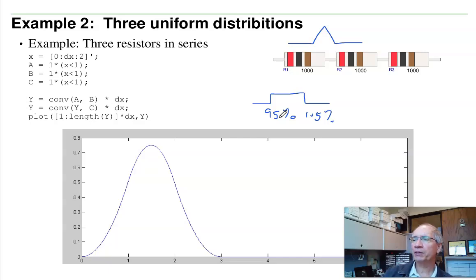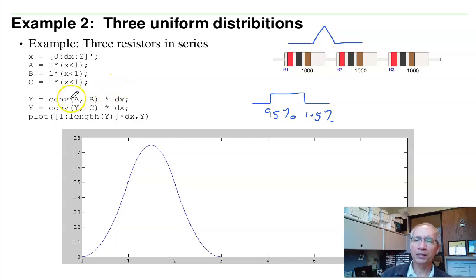Suppose I have three resistors in series. Find the PDF. Well, again, kind of a painful way to do it. I'm not going to do that by hand. I'm not going to use generating functions. I'm going to use the convolve function in MATLAB. A whole lot easier. Suppose I have three uniform distributions between 0 and 1, A, B, and C. To find the sum of the three, I'll use convolution.